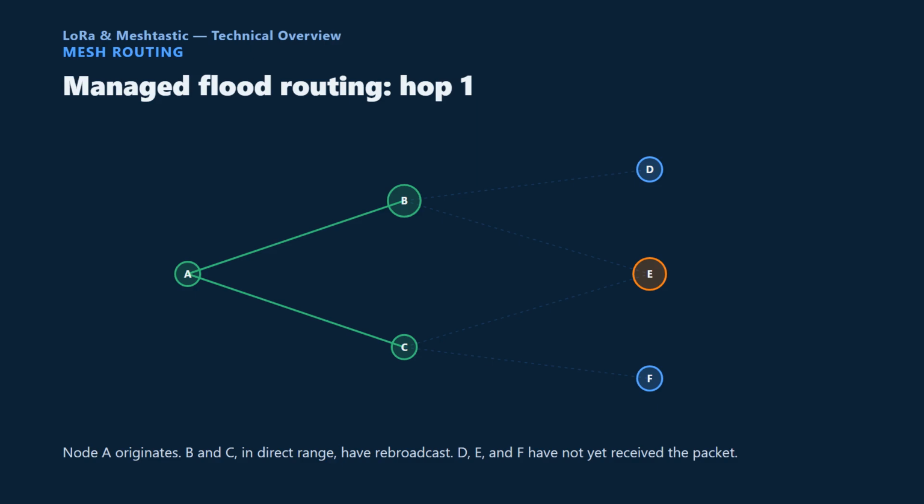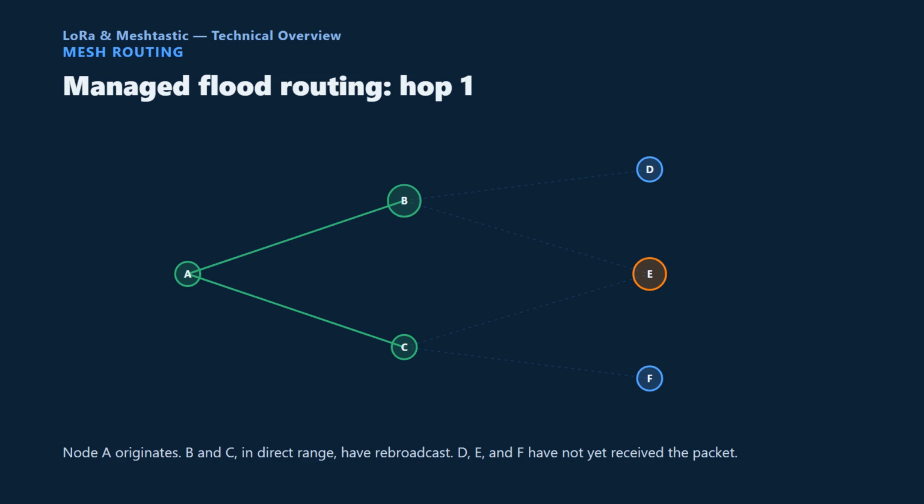Now, how a packet actually crosses the mesh. One thing worth being explicit about first: Meshtastic is not LoRaWAN. LoRaWAN is a separate protocol that also runs on LoRa radios, but it uses a star topology, fixed gateways, and no peer-to-peer relaying. Meshtastic runs its own protocol directly on raw LoRa radios instead, and every node can relay for every other node. That's what we're about to walk through.